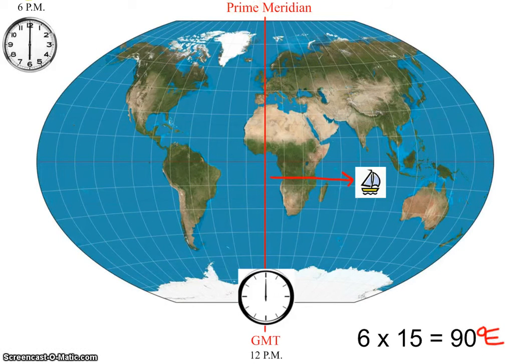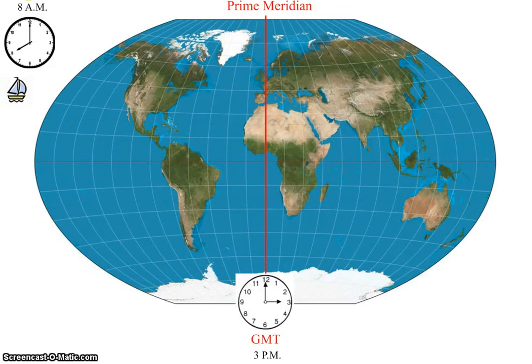Let's try another one. All right, on the ship, it's 8 o'clock in the morning. In Greenwich, it's 3 o'clock in the afternoon. Well, are we earlier or later than Greenwich? Well, 8 a.m. is in the morning. So we are earlier. So we're going to have to be somewhere to the west. Because again, when you travel to the west, you're subtracting an hour for every time zone.